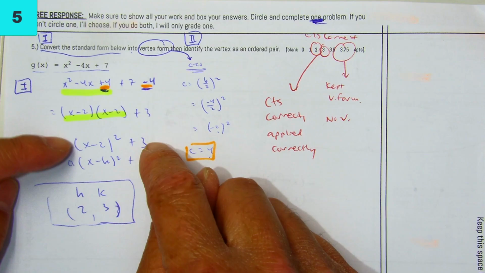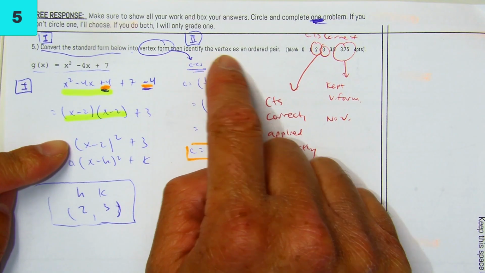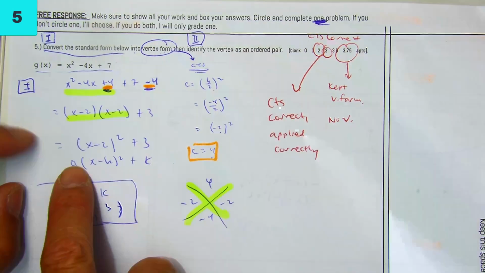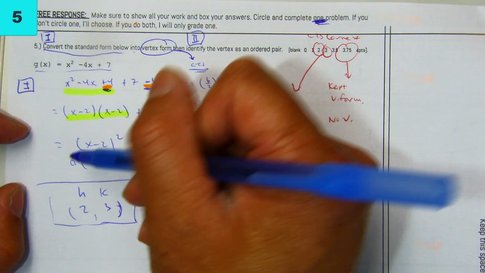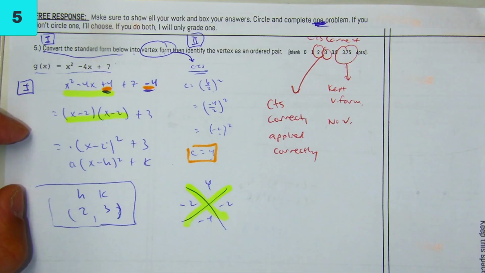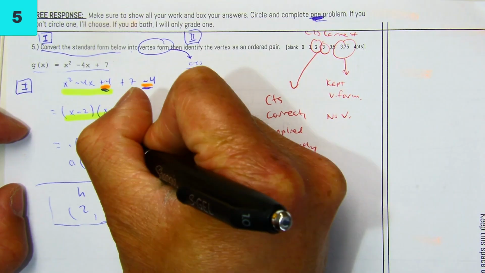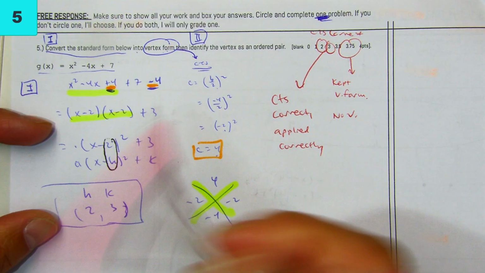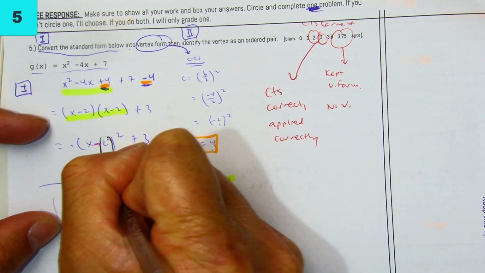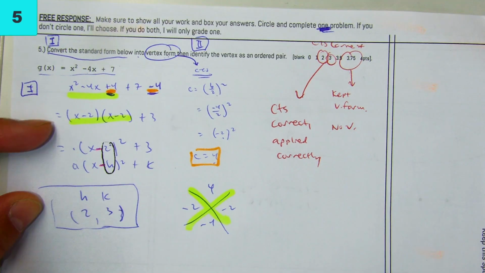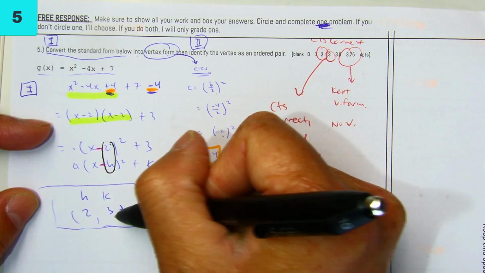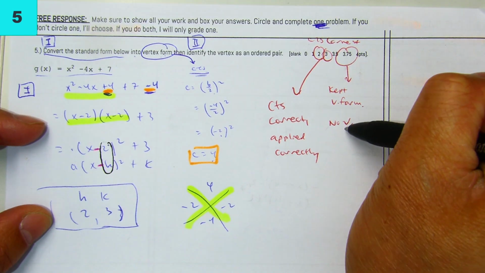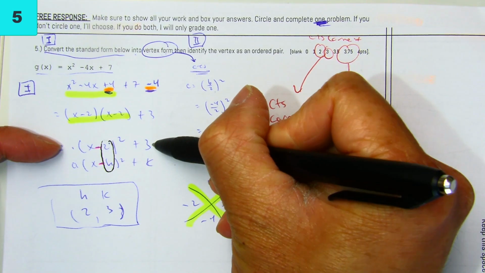And then the second part says to identify the vertex as an ordered pair. Okay, so I'm going to put vertex form. A is 1, H is 2. Notice I did not get the subtraction sign here. Okay, so H is 2, and then your K value is 3. So that's how you would have gotten full credit. You would have gotten 3.75 if you had the vertex form here, but could not identify the ordered pair.